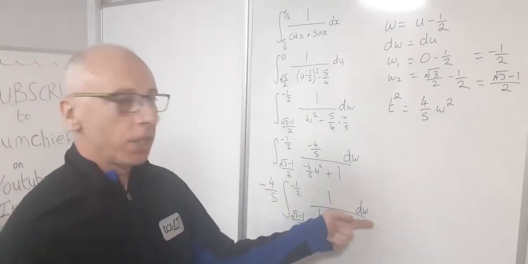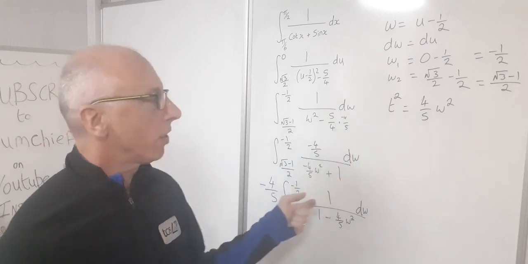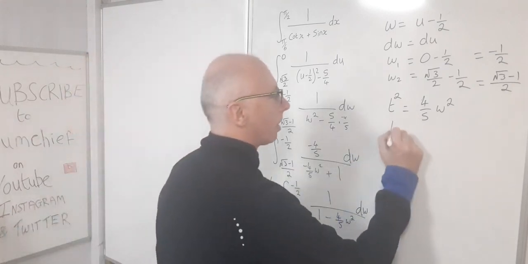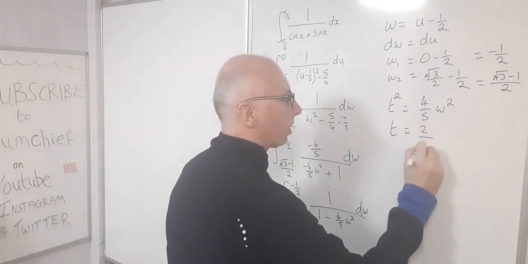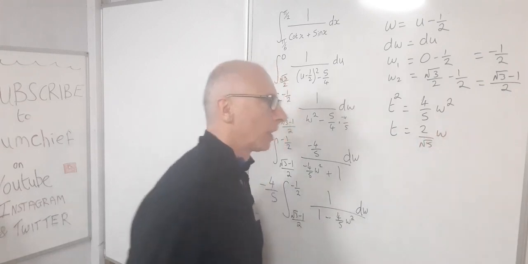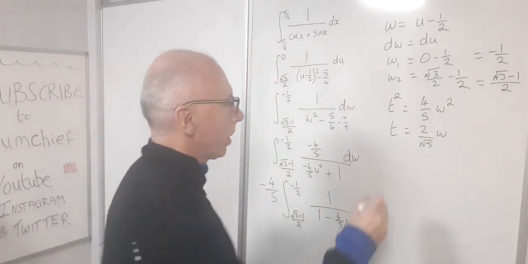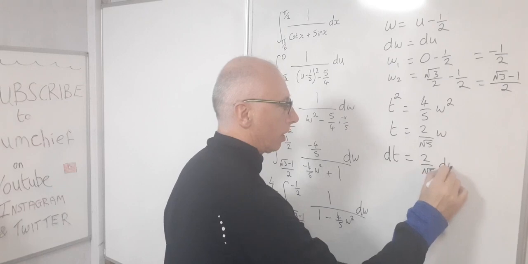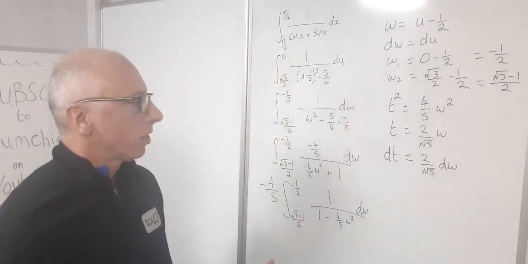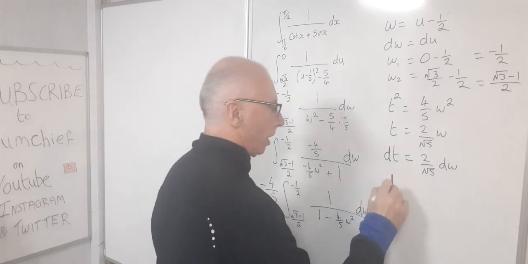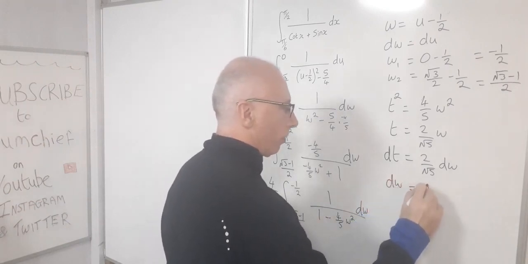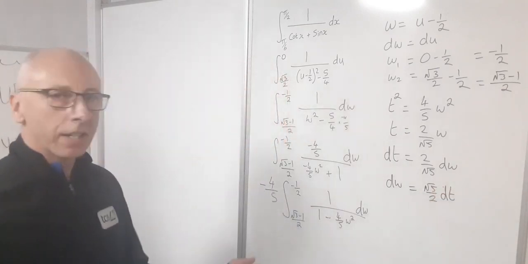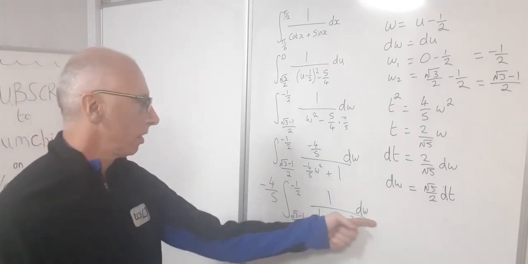But we can't just go straight into the t. We need to take the derivative and all the other things that we need to do and change these parameters. So let's take the square root of both sides. So t equals 2 over square root of 5 w. Now we've got something we can work with, because now dt is just 2 over √5 dw. So that's good. Now getting dw on its own, dw equals √5 over 2 dt. That's great. That's going to be working really well for us in here.